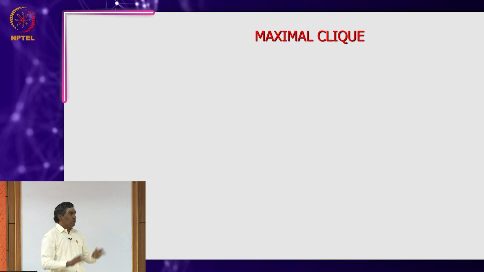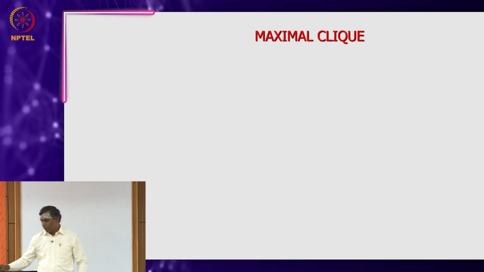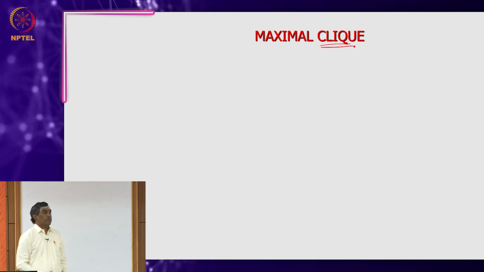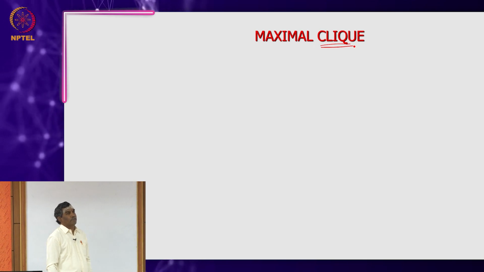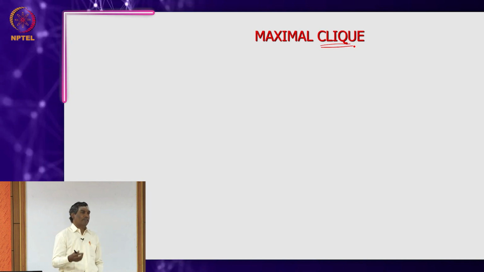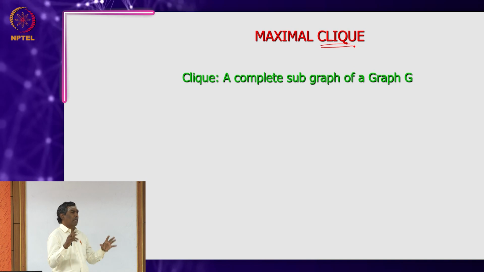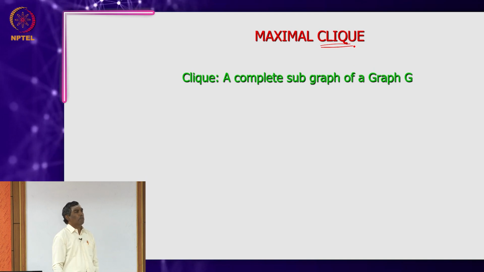So, does anybody know what a clique is in a graph? I come to the graph theory part. What is this clique? Have you heard about it or not? Okay. A clique is basically a complete subgraph in the graph G.